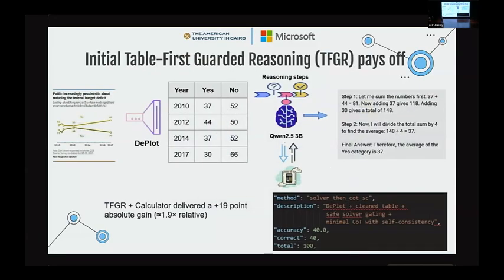So now, after implementing different chain of thought reasoning steps and using an external calculator, the pipeline made the best use of the calculator and used it to calculate the sum of the yes category. Then, in the second step, it used the same external calculator to divide this number by 4 to obtain the correct answer. Therefore, our initial table-first guarded reasoning pipeline enhances the performance from 21% to 40%, getting a 19% absolute gain. And now my colleague Andrew will talk about the further changes that we made to the pipeline that made us outperform the state-of-the-art models.